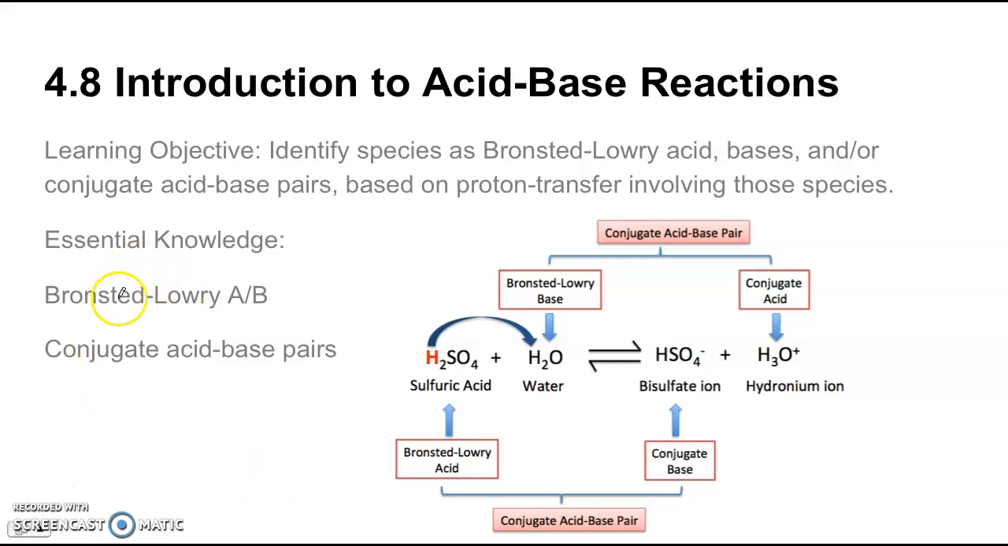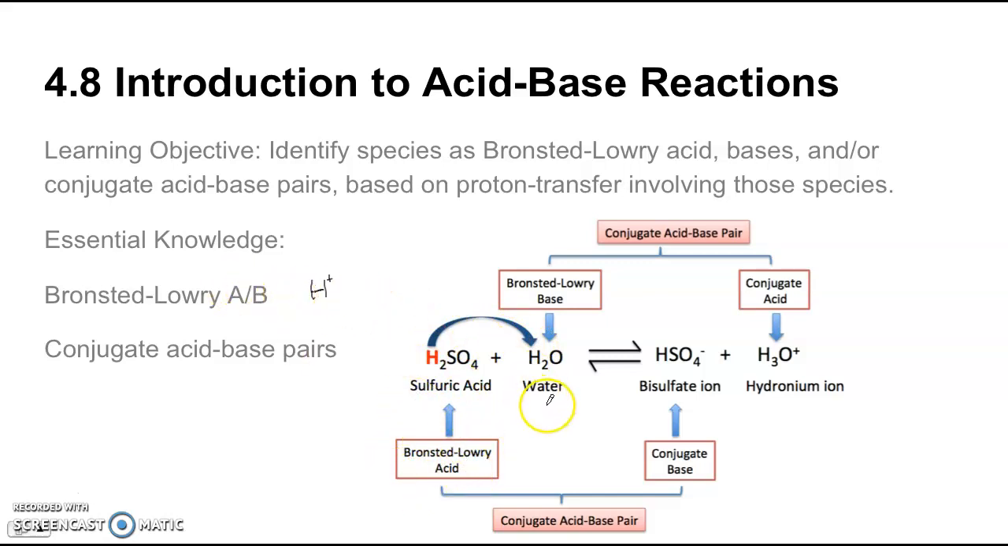So the essential knowledge is you want to be able to identify Bronsted-Lowry acids and bases. An acid is defined as a hydrogen ion or proton donor. So it's all about what's happening with the hydrogen ion. Now, a hydrogen ion is also called a proton. So a Bronsted-Lowry acid is whatever loses the hydrogen ion in the reaction. So in this case, sulfuric acid is losing a hydrogen to water. So it's going to be our Bronsted-Lowry acid.